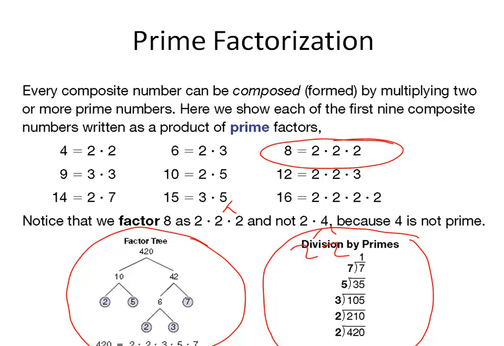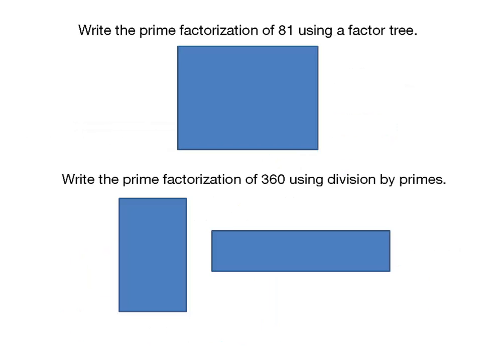You start with the number and then you get smaller. We'll practice both. So write the prime factorization of 81 using a factor tree.